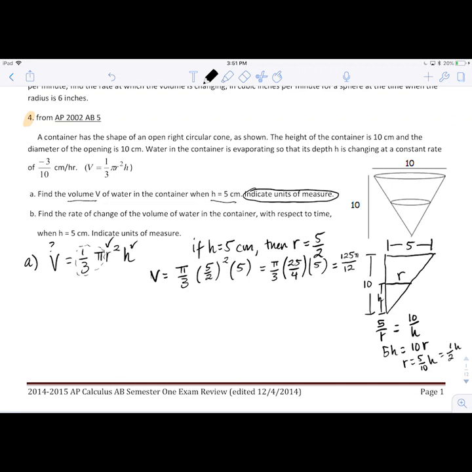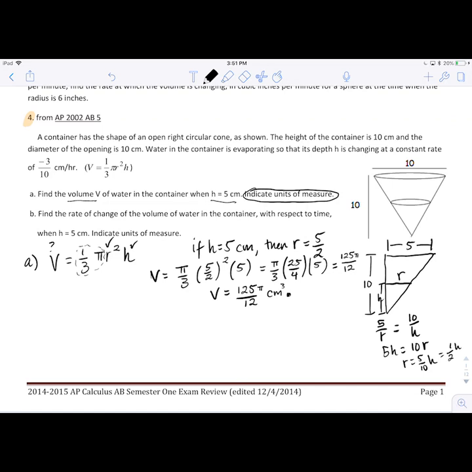And then what you can do, because this is the calculator section, is see if 125 divided by 12 reduces. And we find that it doesn't. They don't have any factors in common. So the volume is equal to 125 pi over 12. Indicate the units of measure. We're working in centimeters here, so volume is a cubed unit, so we're going to do centimeters cubed.